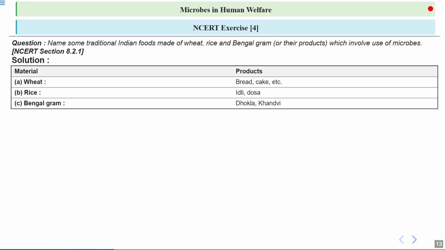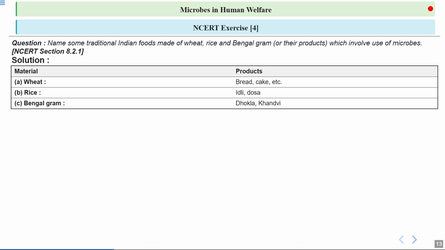Okay, so you can see the table here, the material and the products are given to you. You can see wheat. This is used to make bread and cake. Then rice, this is used to make idli and dosa. And then Bengal gram, this is used to make dokla and khandvi.